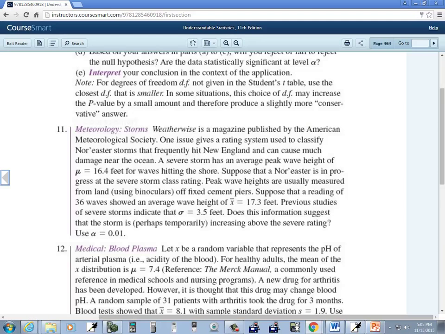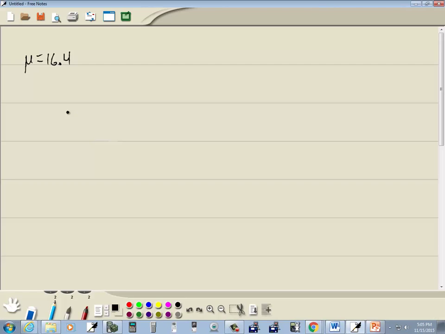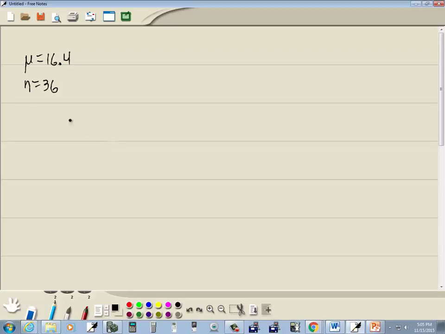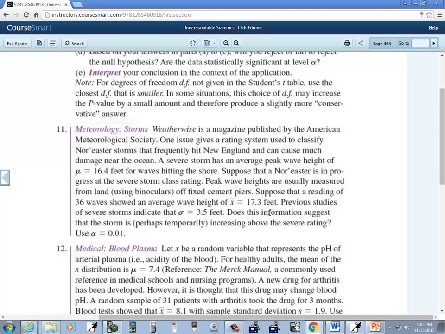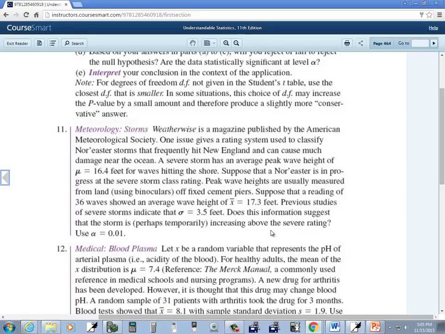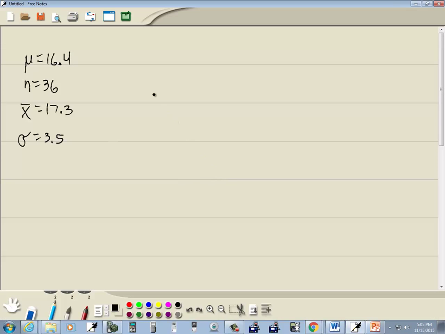Okay, for waves, suppose that a nor'easter is in progress. It's a severe storm class rating. Peak wave heights are usually measured from land off fixed cement piers. Suppose a reading of 36 waves, so n is 36, showed an average wave height of x bar is equal to 17.3. Previous studies of severe storms indicate that sigma is equal to 3.5. Does this information suggest that storm is increasing above the severe rating?